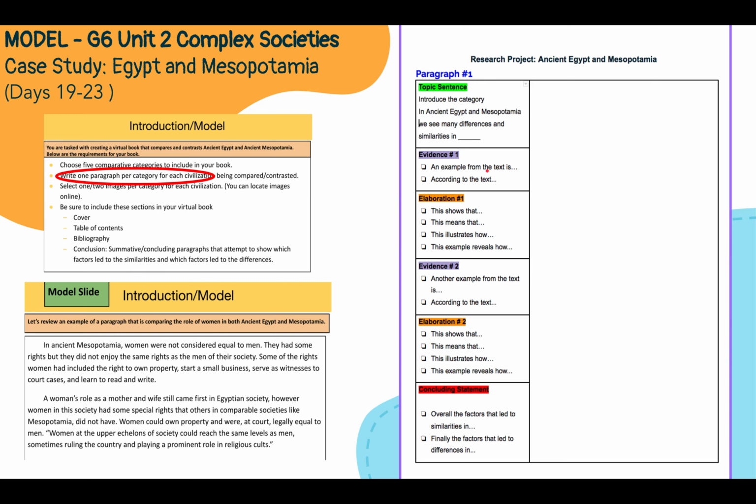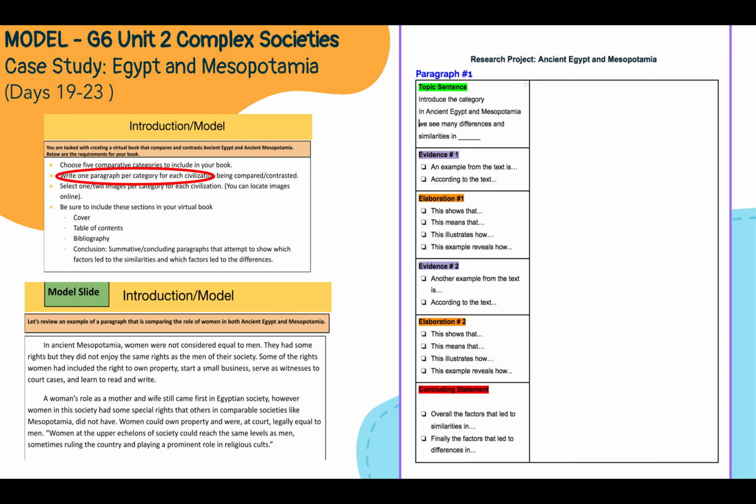These can also serve as checklists. So instead of a sentence starter, you might want to put down, did you put quotations around your evidence? Did you cite the source? For elaboration, maybe you want to provide guiding questions so that students are able to elaborate even further on their explanations of the comparisons or the differences between Egypt and Mesopotamia.